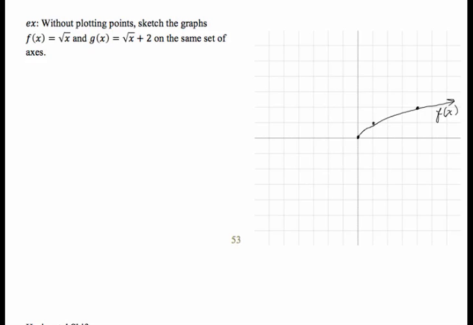And now I want to graph g of x equals the square root of x plus 2. So we shift all these points directly up 2. Up 2, up 2, up 2. I'm just doing those few points that I picked out. And so we automatically know the graph of g of x looks like that. Okay, we didn't have to plot a single point to do that.